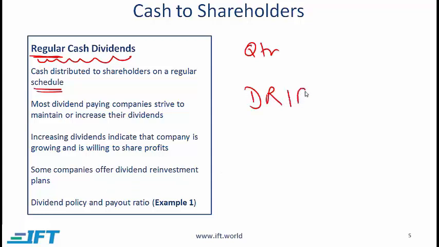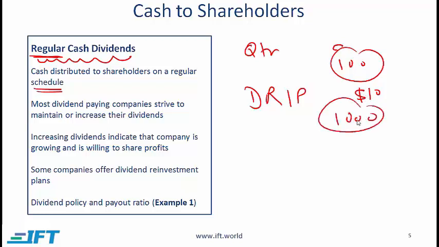These are also called DRIPs. What happens here is the investor is given the option of buying more shares with the dividends. So, for example, if an investor has 100 shares and he gets a $10 dividend on each share, the investor can say to the company that rather than giving me a $1,000 dividend, you simply use this dividend to buy more shares for me. And more shares will then be bought based on the market price of the shares.